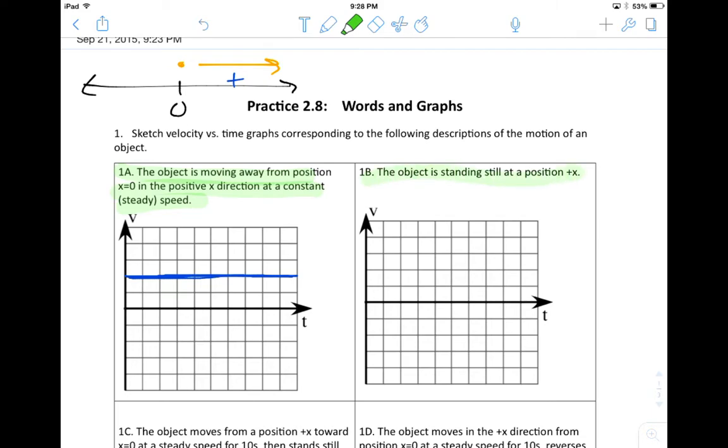Okay, now let's look at this one. The object is standing still at position positive x. So all that means, if we were to look over here at our little number line, is that I've got something standing still, somewhere there, right? So on the positive side of the number line. And that's easy. If it's standing still, it has no velocity, and that means that I've got a nice flat line right at 0. That one's kind of a piece of cake.